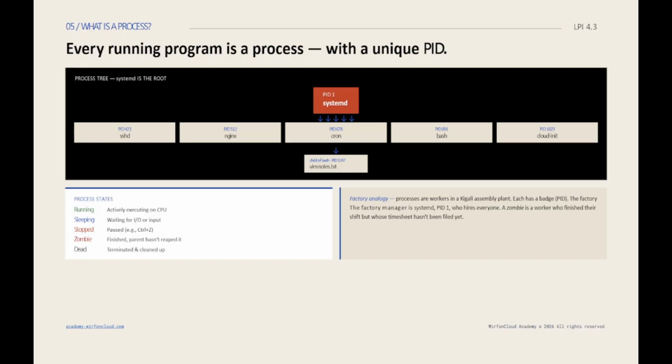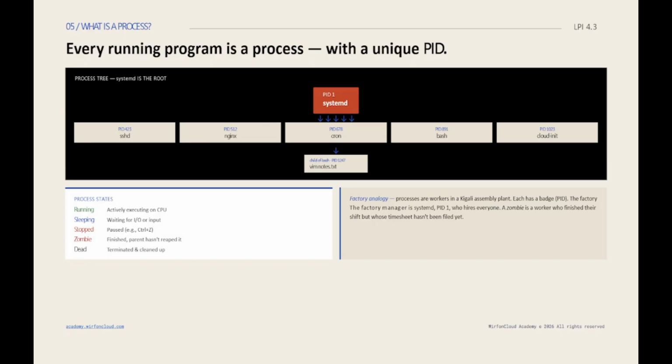Process states the exam asks about. Running, actively using CPU. That is one process state. Sleeping, waiting for input, or I/O. Most processes spend most of their time sleeping. Stopped, paused by the user. This is usually done using the Ctrl and Z key. Zombie, finished, but the parent hasn't collected the exit status yet. Dead, terminated and cleaned up.